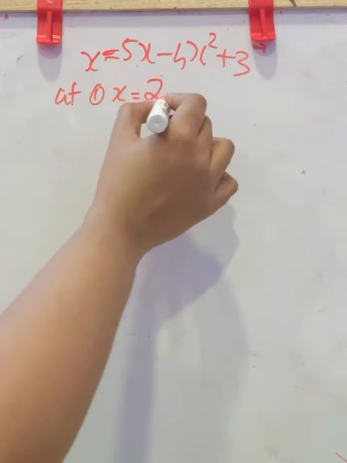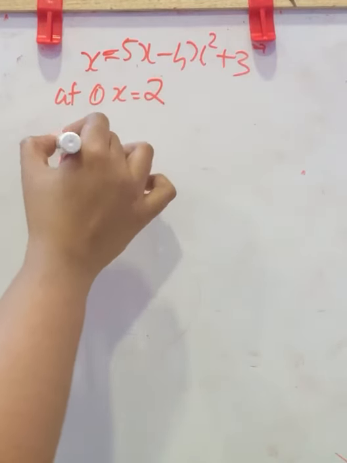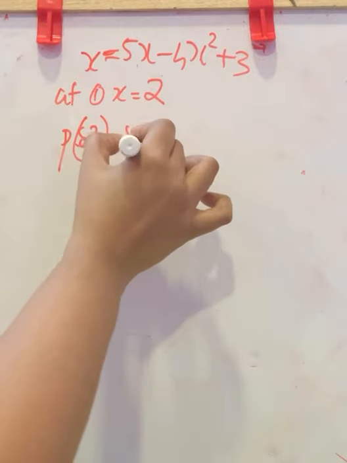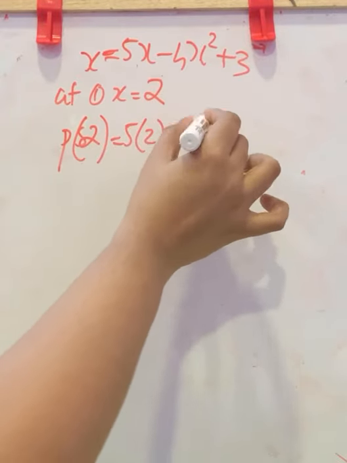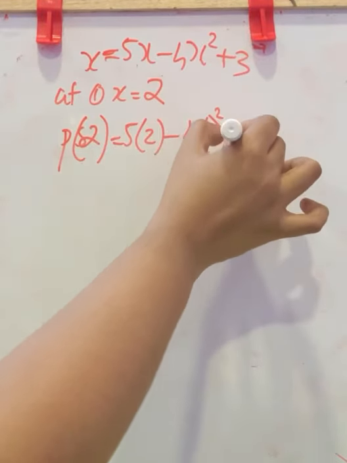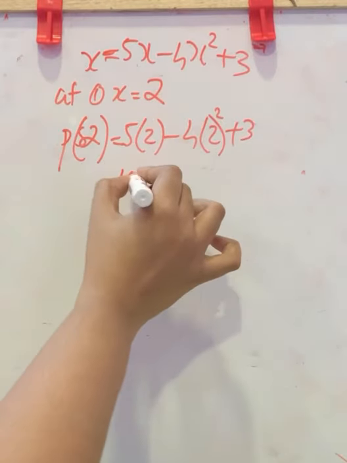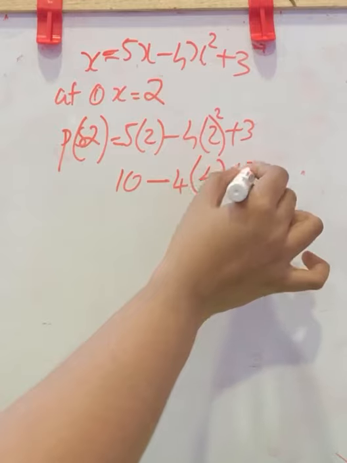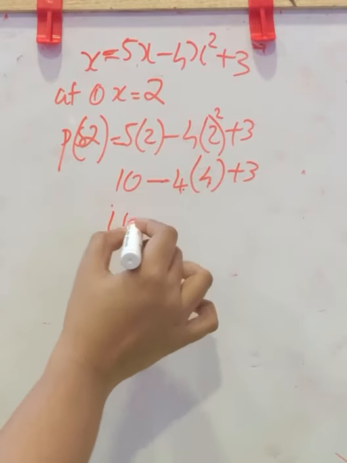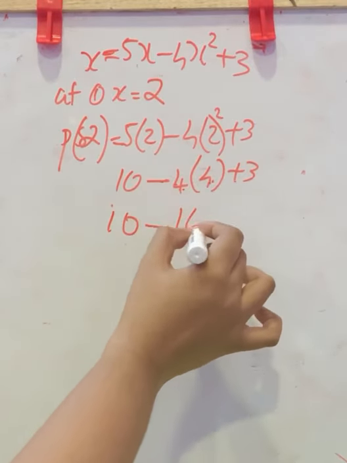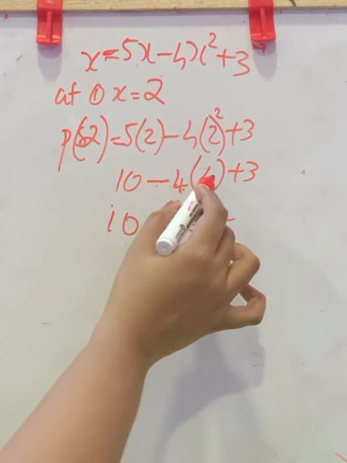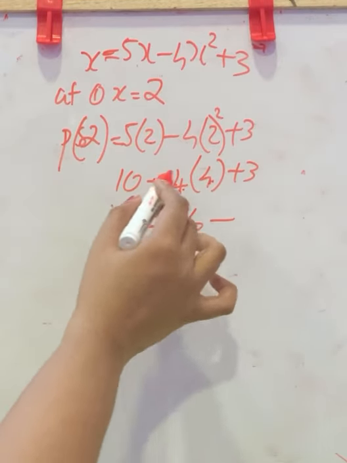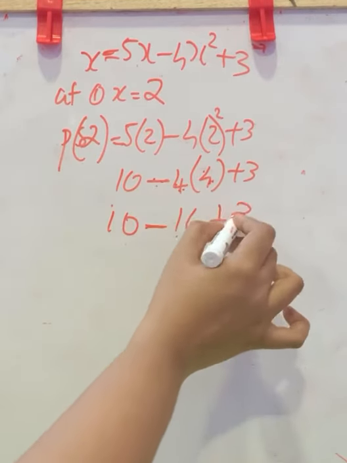X is equal to 2. Then this becomes p of 2. 5 into 2 minus 4 into 2 square plus 3. Here 5 2s are 10 minus 4 into 2 square is 4 plus 3. Now this is 10 minus 4 4s are 16. That is minus 4 into 4, minus 16. Minus and plus, minus 16 plus 3.